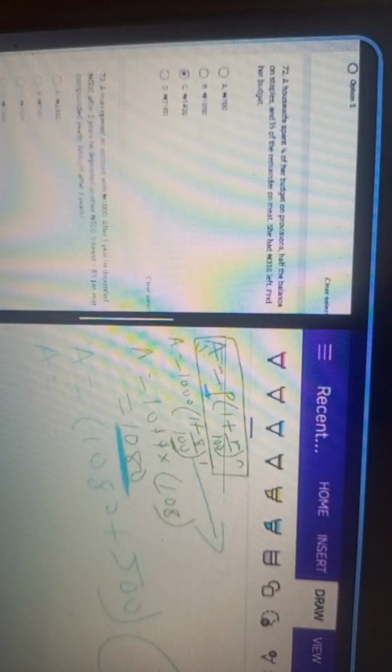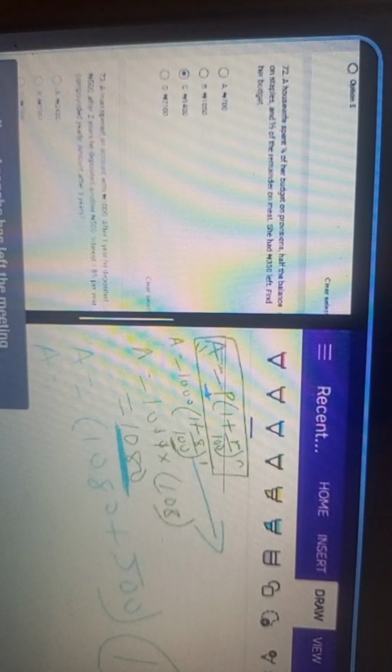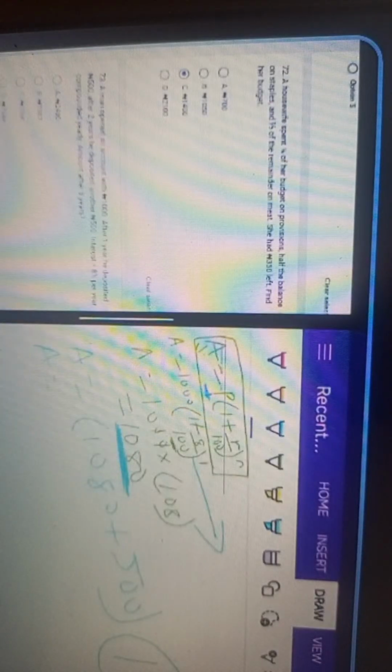Wait, sorry. I just noticed the question says that he deposited extra 500. That means the principal now will be the amount that they paid him, 1,080, plus another 500. Are you getting it? So the rate is still the same rate per year, so it's going to be 1.08 for that year. I hope you get what I'm doing, please. You get what I'm doing? Yes, sir. Okay. So I have 1,580 multiplying 1.08.